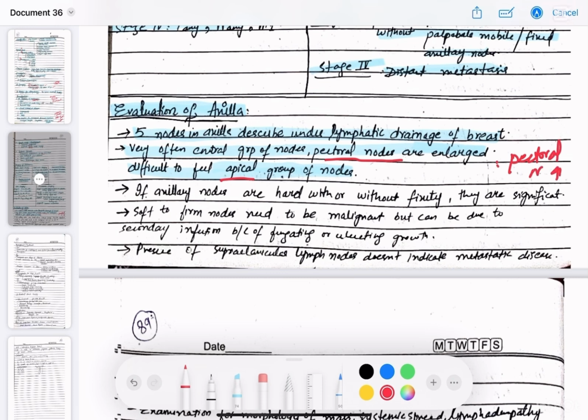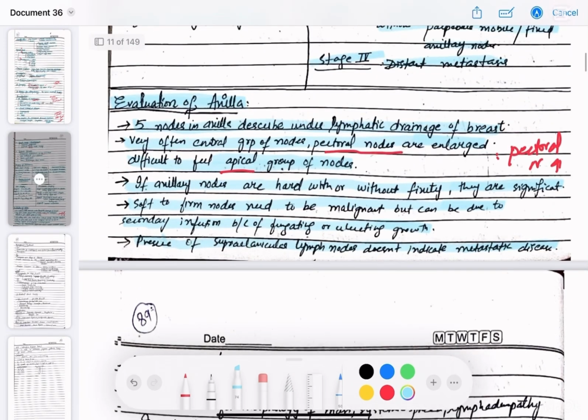If axillary nodes are hard with or without fixity, they are significant. Soft to firm nodes need not be malignant but can be due to secondary infection because of the fungating or ulcerating growth. The presence of supraclavicular lymph nodes does not indicate metastatic disease. This is the evaluation of the axilla.